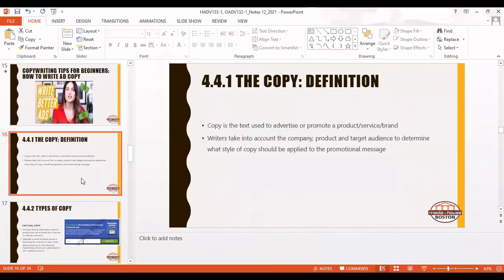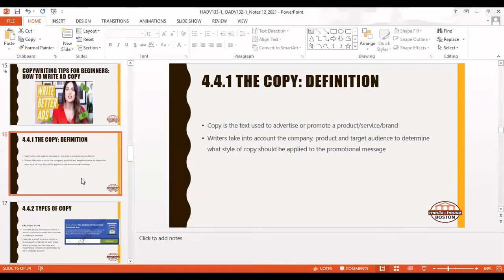Okay, so let's move now into the definition of the copy. What is a copy? Copy is the text used to advertise or promote a product, a service, or a brand. So that text that we see that is being used to advertise or promote a product or a service, that's what we call a copy. That's why we are saying copywriters, because they write copy.